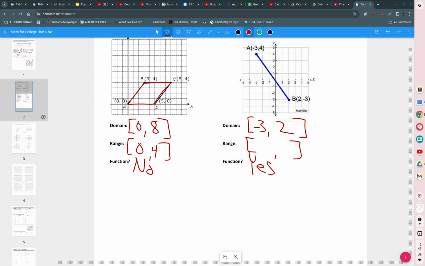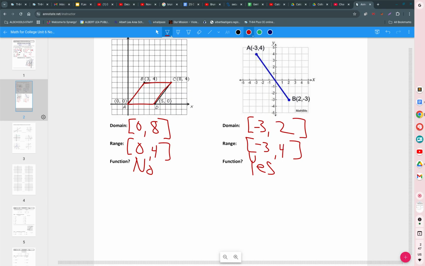For the range, I start down here. What's the first range value I meet? -3. And what is the last range value I meet? A y value of 4.